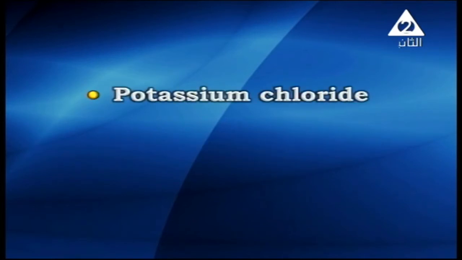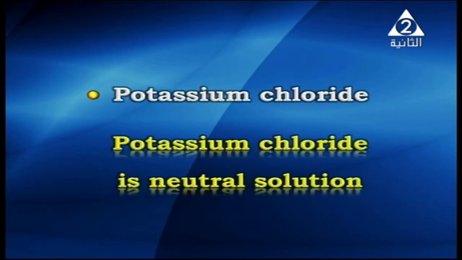My dear student, when talking about the solution of potassium chloride, we know that it hydrolyzes in water into potassium hydroxide, which is a strong alkali, forming a concentration of hydroxide ion, and also hydrochloric acid is formed, which is a strong acid, forming a concentration of hydrogen ion that equals the concentration of hydroxide ion, so the solution will be neutral and the pH equals 7.